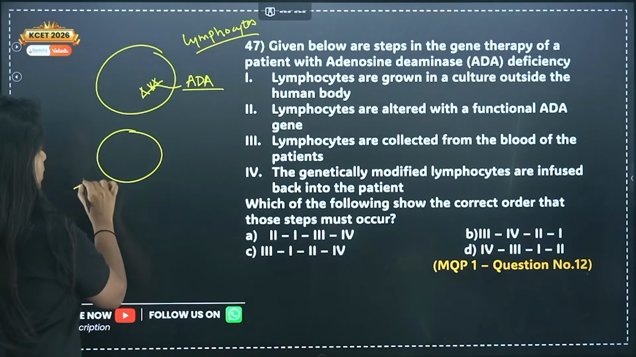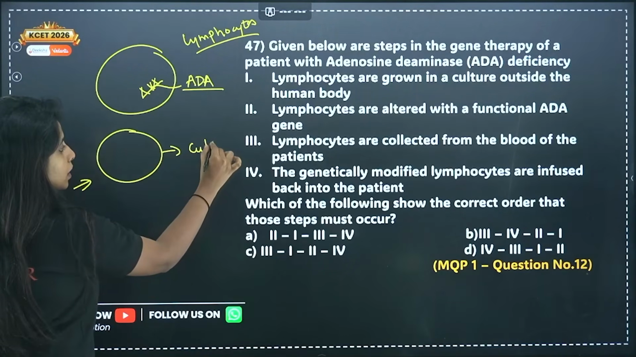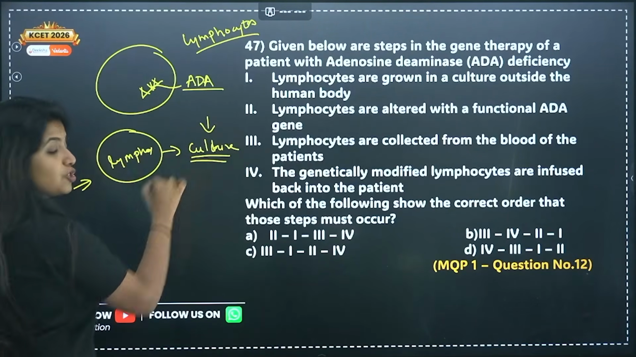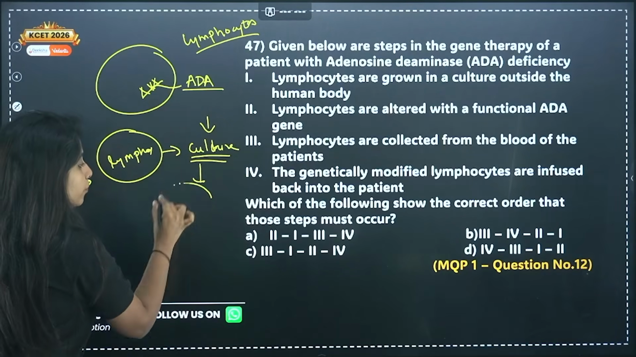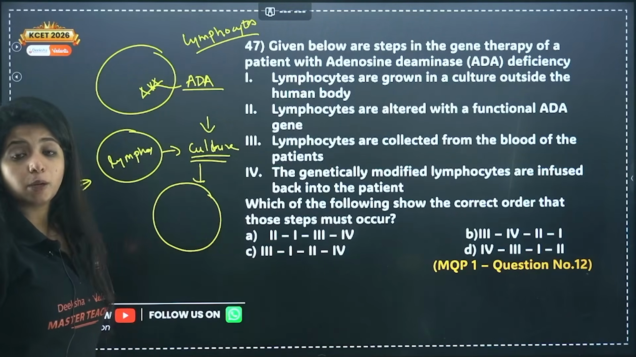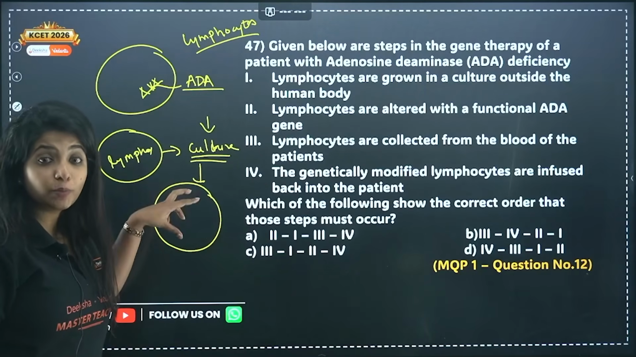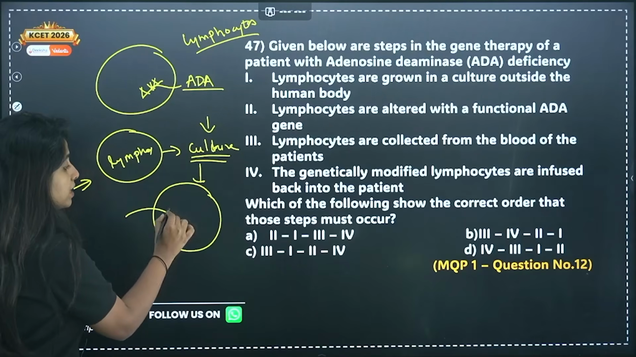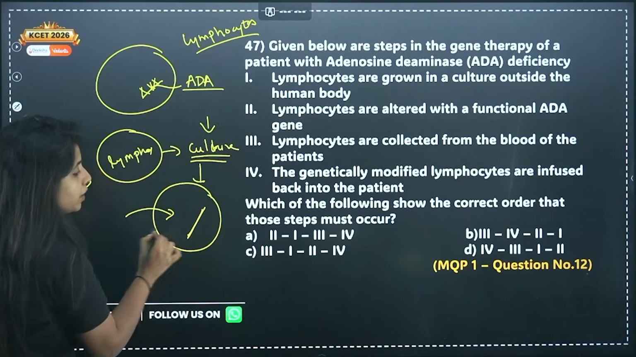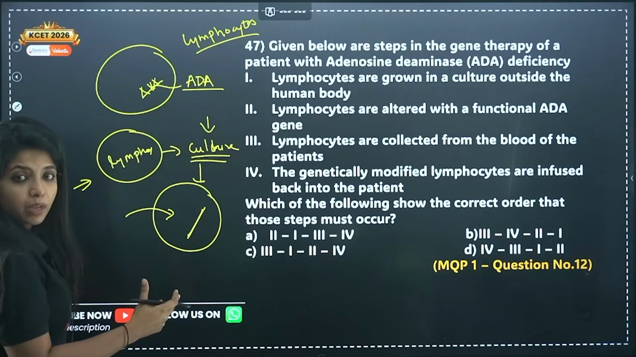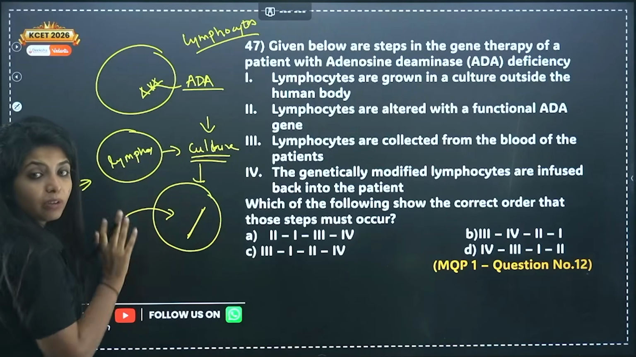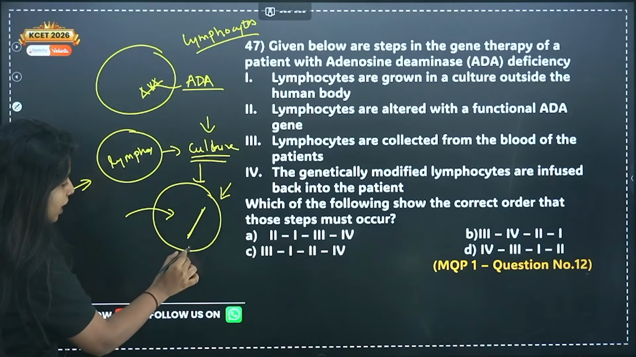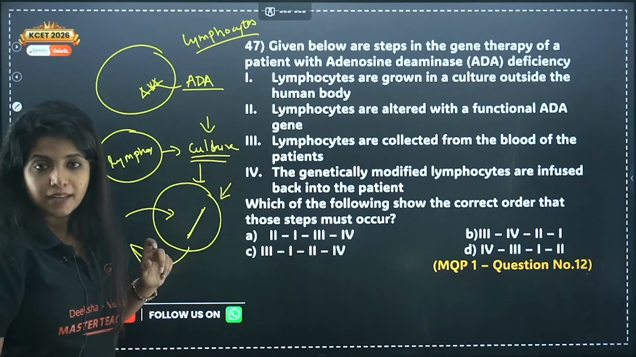Now, after the lymphocytes are taken, I have to culture them, as in I want to increase their number. So, lymphocytes are taken, cultured in a culture medium, and after that, with the help of a vector. What is a vector for human or animal cells? A disarmed retrovirus. With its help, I am going to insert the gene, not inject, insert the gene, because this virus is going to work in a way that the gene is transferred. Now I have the ADA gene in my lymphocytes. I am super happy. What do I do? I put it back inside my body.